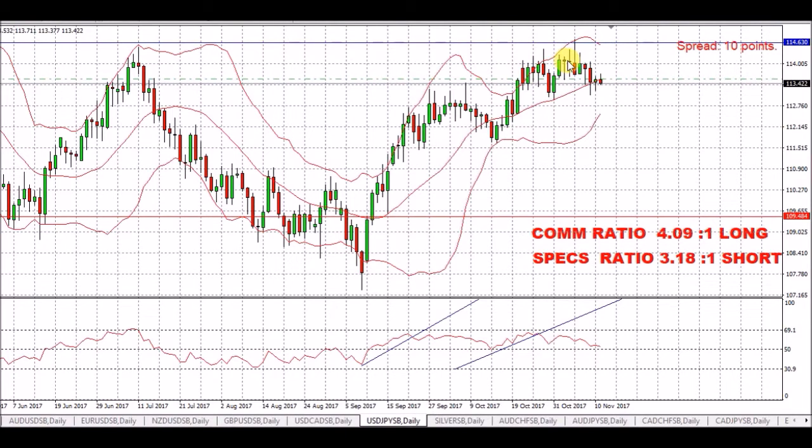USD Japanese yen, a bit of strength in the yen. We've just started to come down again. This is about the fifth time we've come down onto this support, and I think this is going to break this week, and we'll see quite a bit of downside to this pair. We've got a commercial long ratio for the yen of 4.09 to 1, which is obviously short for the pair.